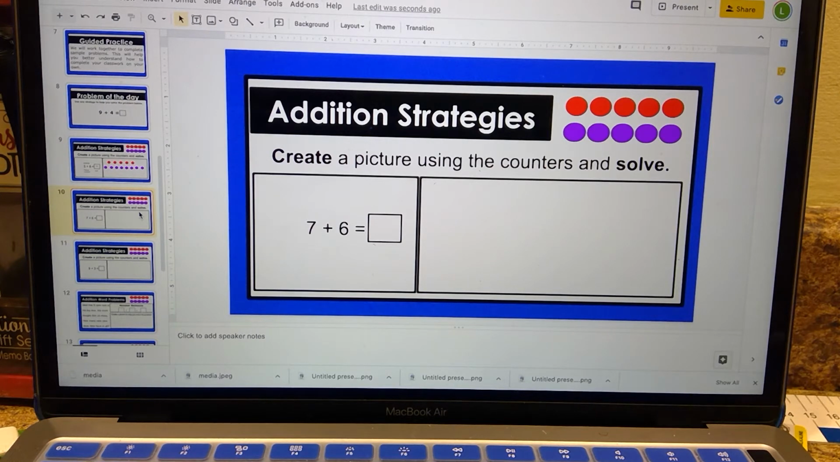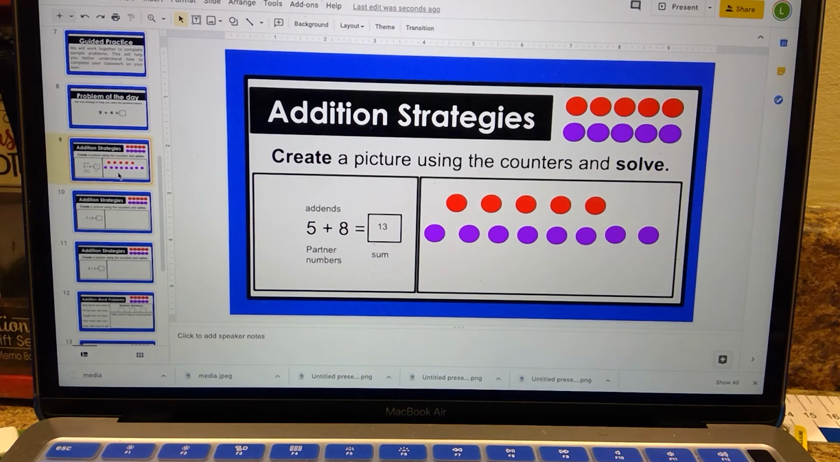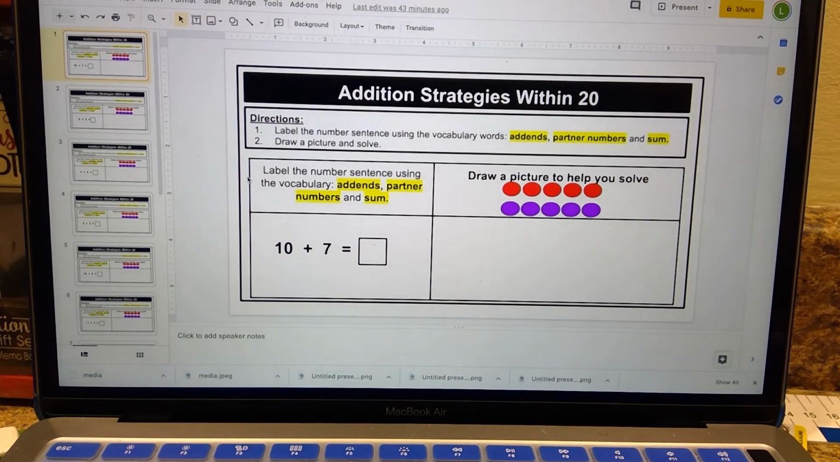We're going to do the same exact thing as we did on the last problem, okay? All right. So this is what we're going to do as a class. Same thing, I just flipped over to a different screen, okay? We're going to have the same directions that says label the number sentence using the vocabulary words additives, partner numbers, and sum. And notice the words additives, partner numbers, and sums are all highlighted.